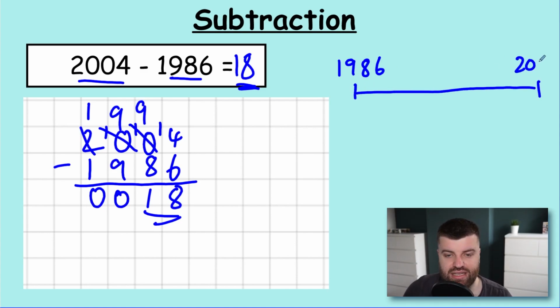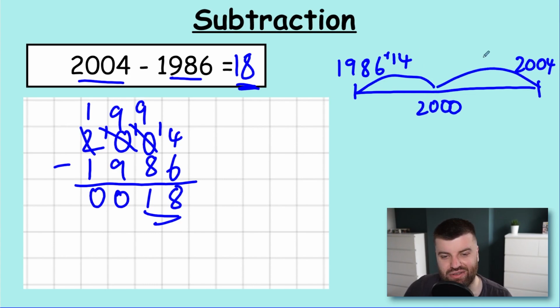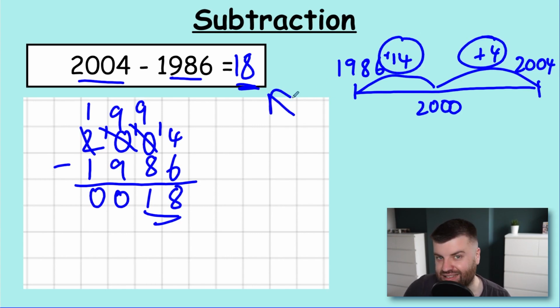So 1986 and 2004, they look like years to me, so I'm saying them like years. And then we can think 86, how far away from 2000 are we? Well, we can add 14. It's all about those number bonds to 100. Knowing them is going to help us with shortcuts. So that gets us to 2000, and then 2000 to 2004 is just 4. 14 plus 4, it's the same. It's 18. All about what works for you.